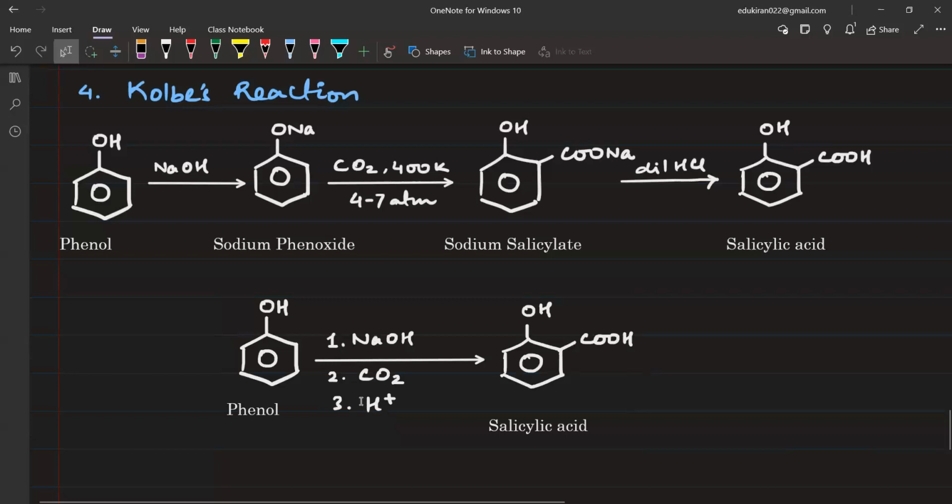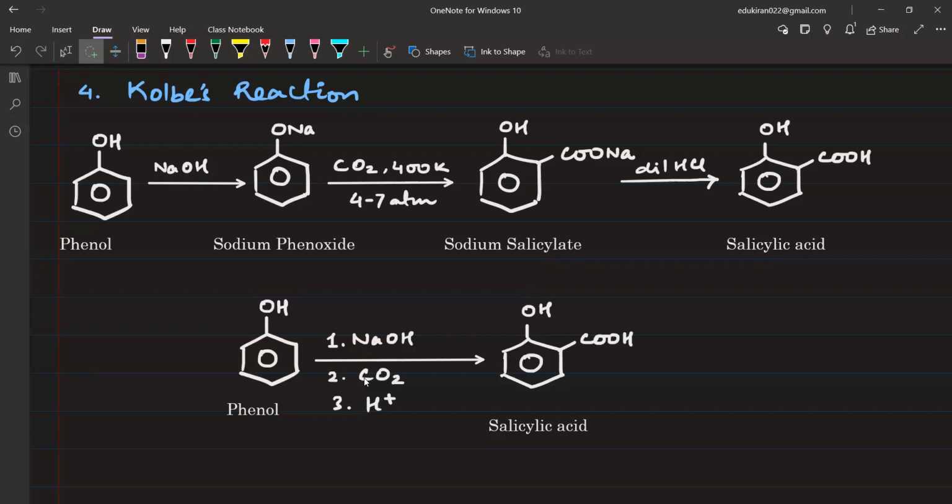Kolbe's reaction. The main important part here is CO2. Now, the statement of Kolbe's reaction can start with phenol. You can say when phenol is reacted with sodium hydroxide, it gives sodium phenoxide, which is then treated with carbon dioxide at 400 Kelvin temperature and 4 to 7 atm pressure, which further forms sodium salicylate. And on further acidification with dilute HCl, we get salicylic acid.